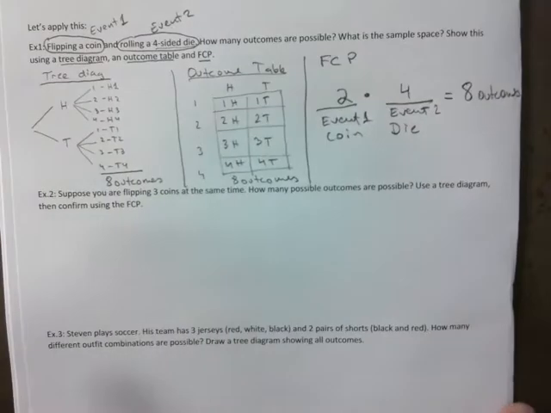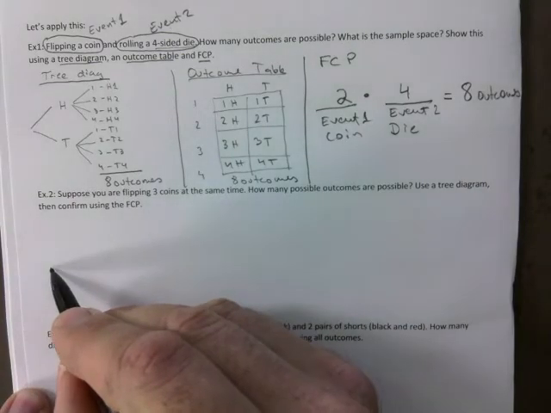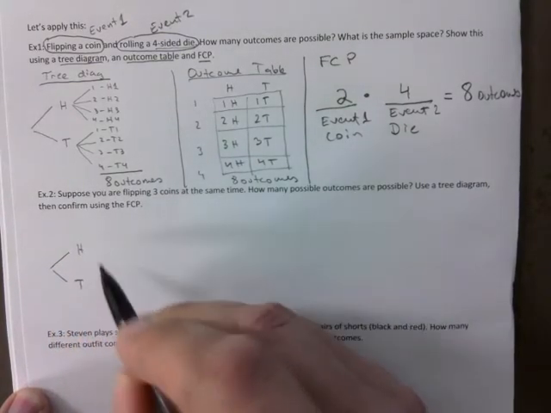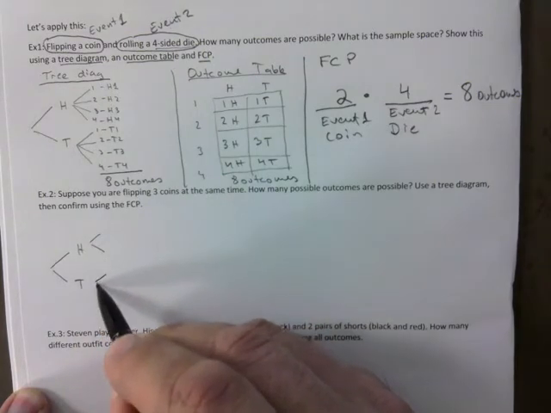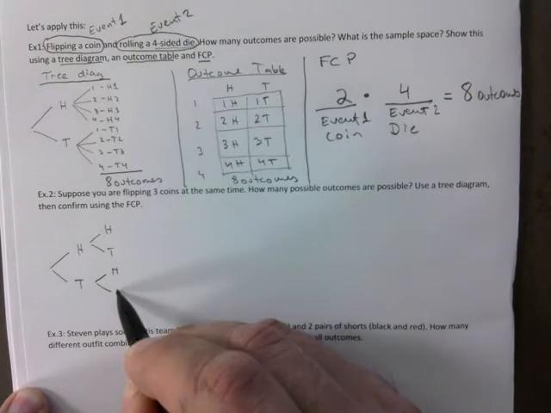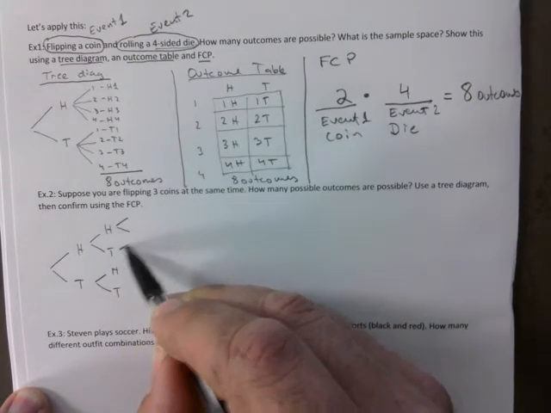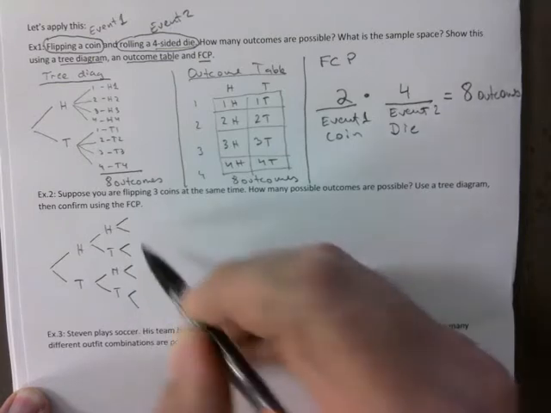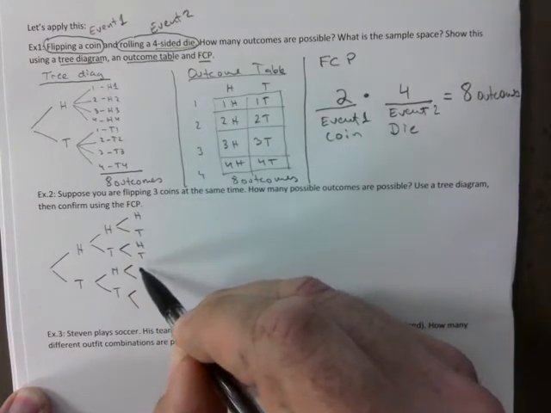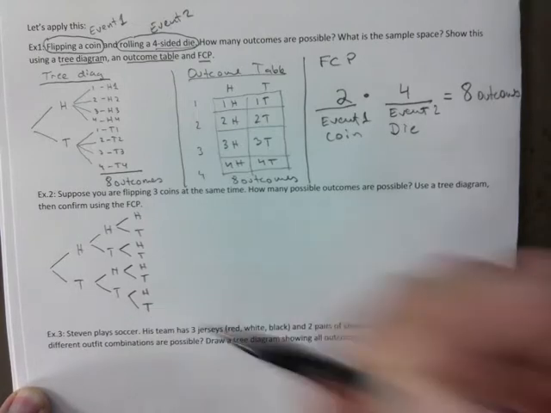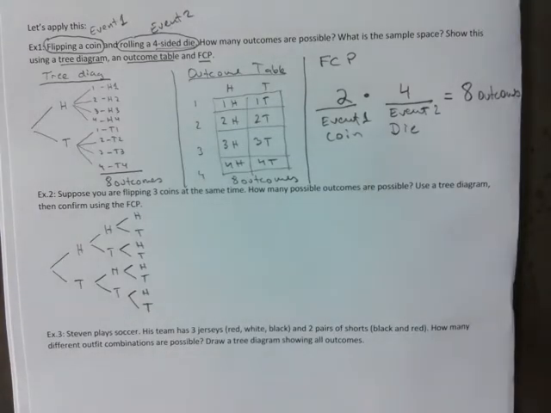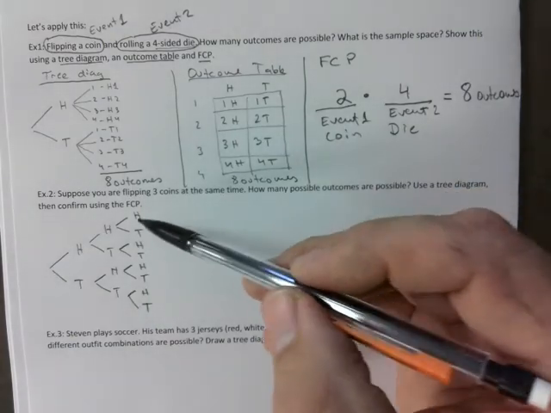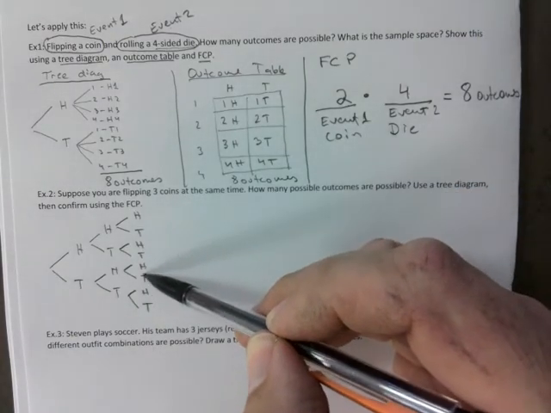Then we go over to that second example. Suppose you're flipping 3 coins at the same time. How many outcomes are there? Use a tree diagram and confirm using the FCP. So tree diagram for 3 coins, heads and tails, right? And then each of them for that second event, heads, tails, heads, tails. And then the third event, you branch off again, happens to be 2 options, heads, tails, heads, tails, right? How many options would you have in this case? You count the ends, the tip of the tree here, 1, 2, 3, 4, 5, 6, 7, 8.